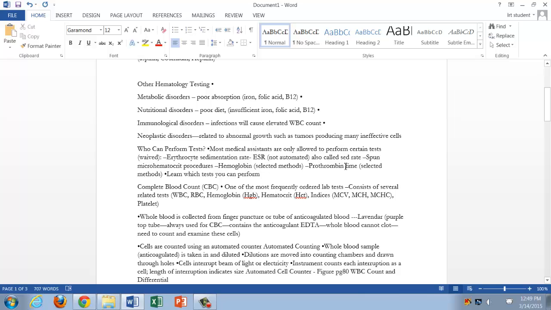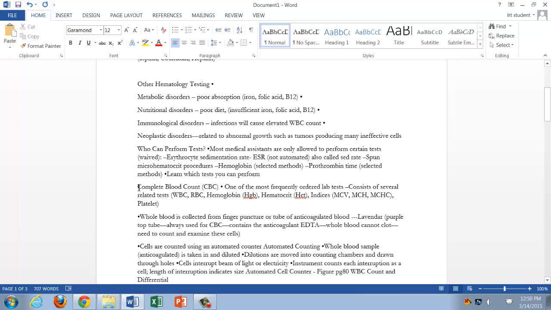Also the prothrombin time, that is a coagulation test. There are certain types of prothrombin time methodologies that are not CLIA waived and others that are. So you would have to know which ones are available in your office where you're working, which ones can be performed by a medical assistant.